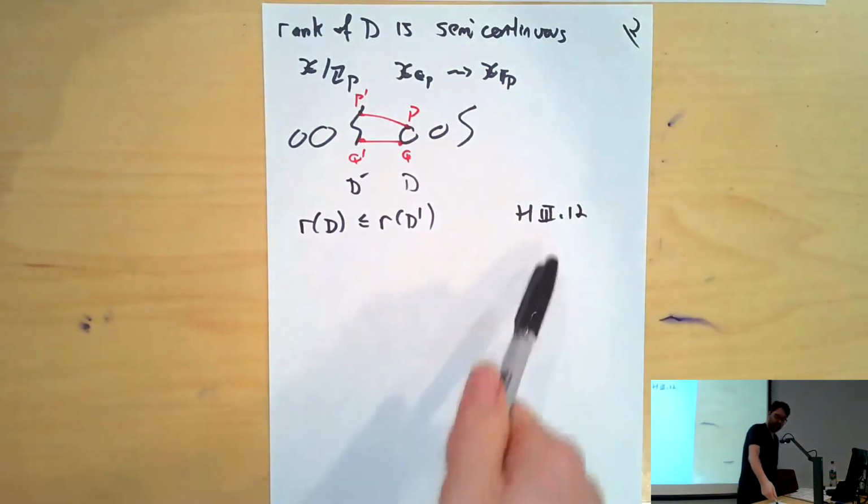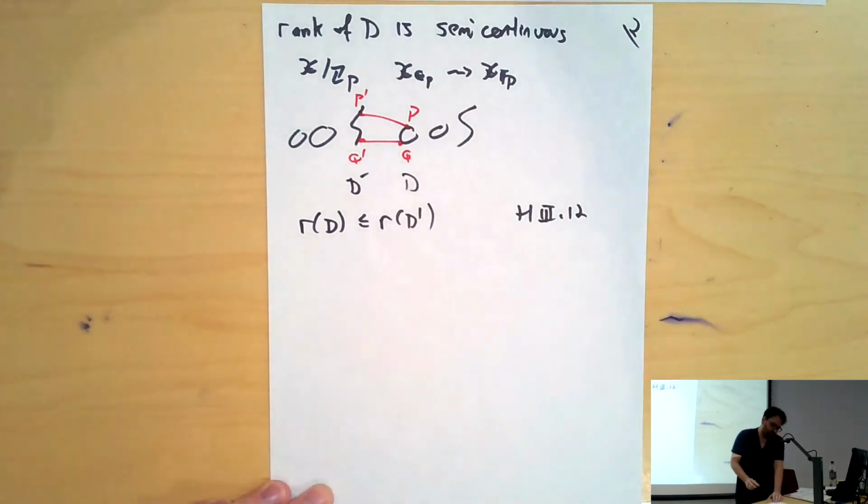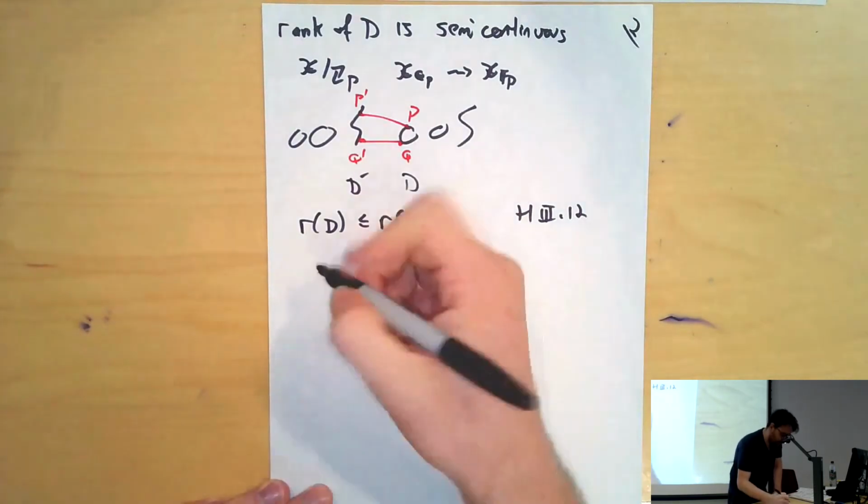That's overkill, that's cohomology and base change. These are just H naughts, it's fairly explicit. You can work it out by hand, but it's technically a special case. And I'll comment that this can be strict.